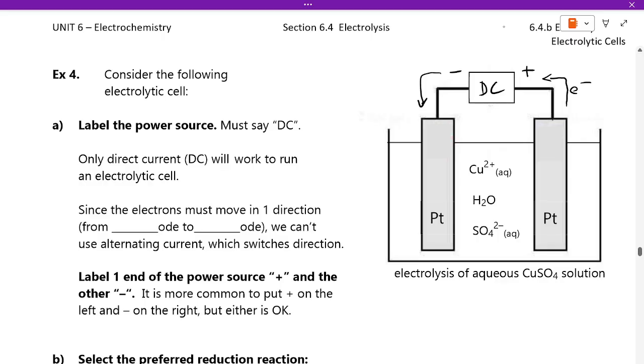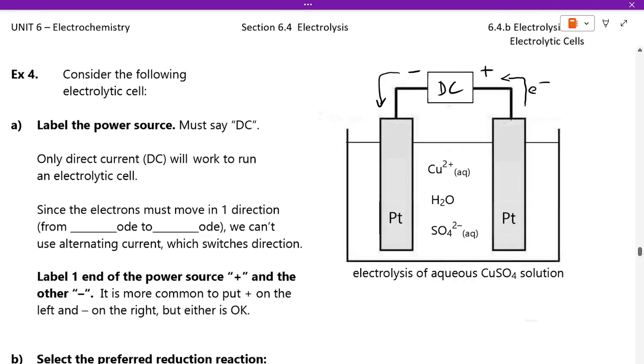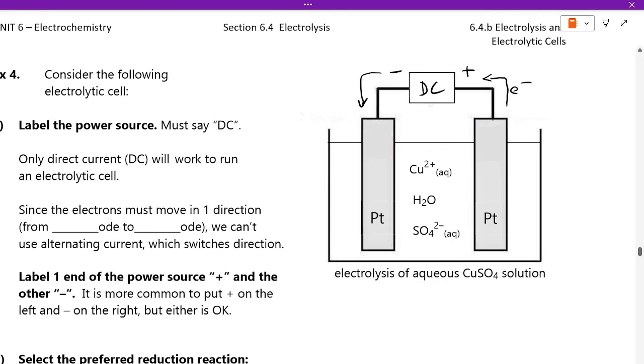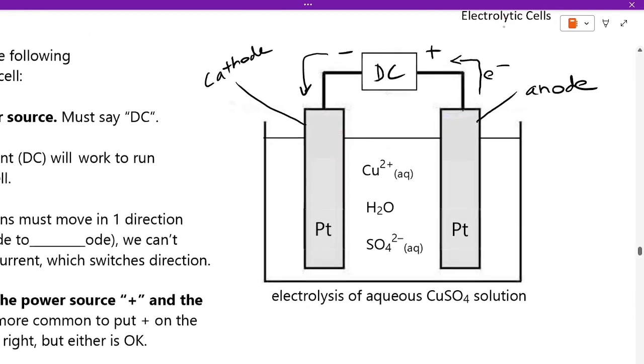Which would be the anode and which would be the cathode? Platinum would be, or sorry, not platinum, they're both platinum. The one on the left would be the cathode. And then the one on the right would be the anode. So which direction would the copper 2+ ions go? They would go to the left. And which direction would the sulfate ions go? They would go to the right.